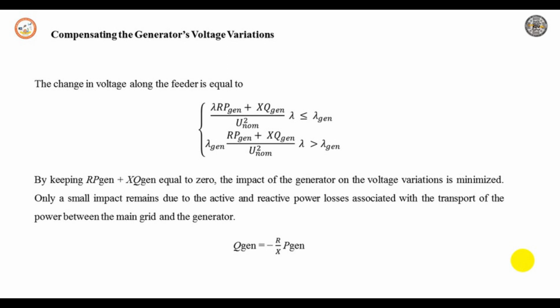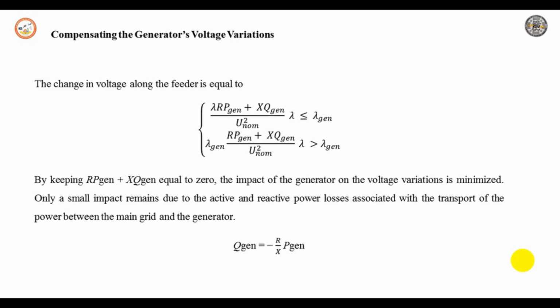Lambda is greater than or equal to lambda_gen, where lambda_gen equals the ratio of (R P_gen plus X Q_gen) divided by the squared norm of U, and lambda is greater than lambda_gen. So by keeping R P_gen plus X Q_gen equal to 0, the impact of the generator on the voltage variation can be minimized. Only a small impact remains due to the active and reactive power associated with the transport of power between the main grid and the generator.